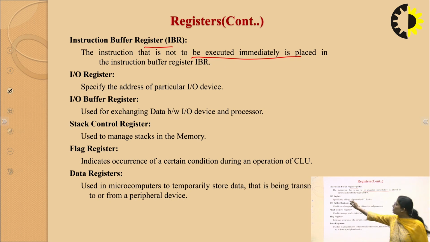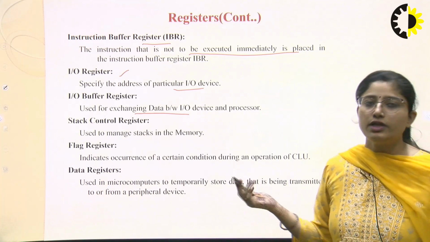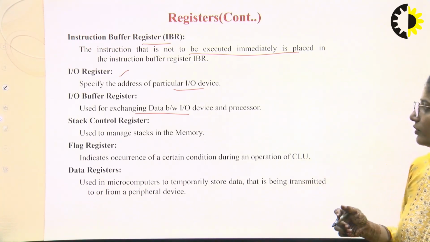Next is input output register. These basically store the data directly from peripheral devices. We have input output devices on the peripheral. So they specify the address of the particular input output device that is sending or receiving the data. Whenever we want to exchange data from an input output device to the processor, or from the processor to input output devices, we need to use the input output buffer register.